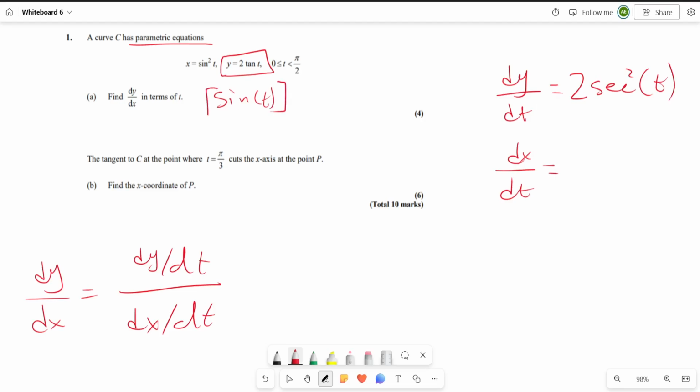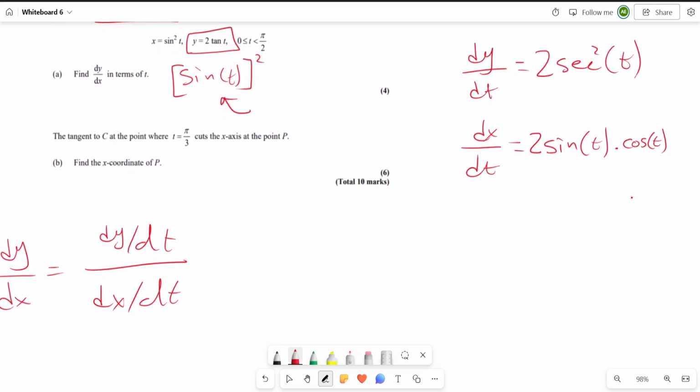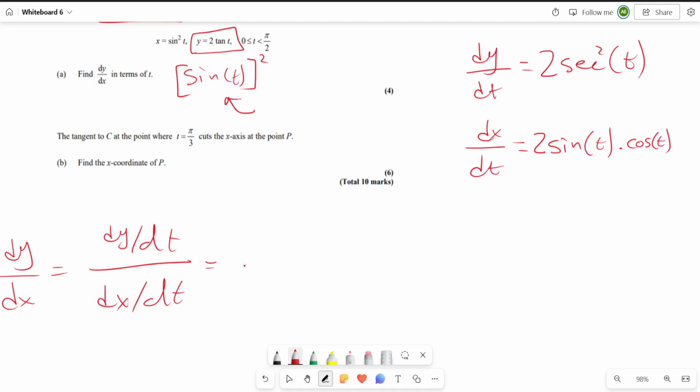And the differentiation of dx with respect to dt, this is the same as sine t all squared. So this is going to be differentiated using the chain rule, which I also have a video on, which is super helpful. So this is going to be 2 sine of t, and we reduce the power by 1, so it becomes 1, multiply the differentiation of what's inside. So the differentiation of sine is basically cosine t. So these are the two expressions that I have. Dividing them together will give me dy by dx.